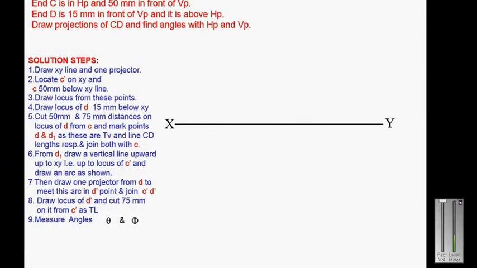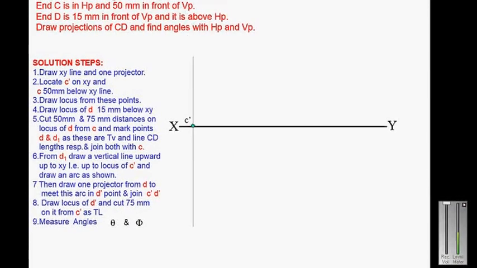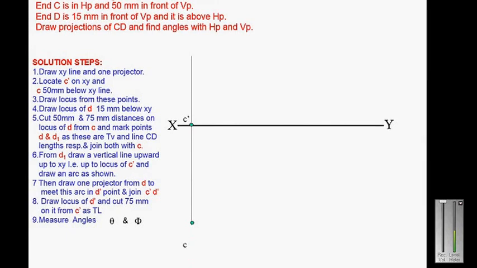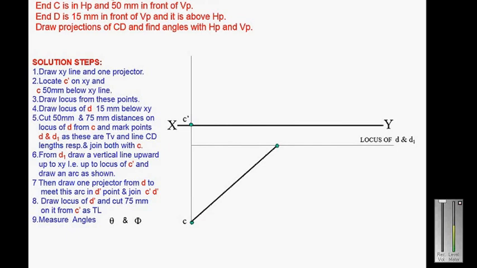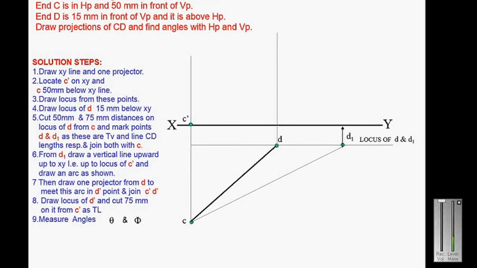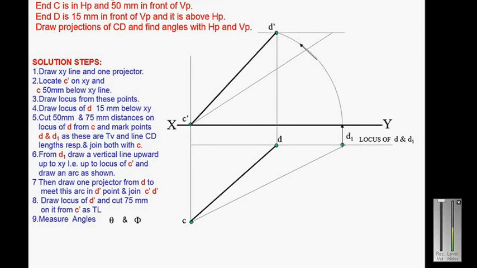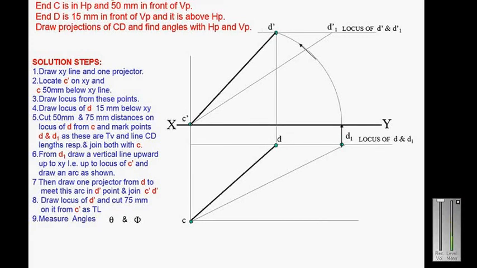So draw the XY line and mark the first point. C dash will be on the reference line. Why? Because C is in HP and 50 millimeter in front of VP. So this is point C. The measurement of the top view is 50 millimeter, so cd is 50 millimeter, and cd1 is actually the true length. You project and rotate it, and you will get the point C dash D dash, and C dash D dash will be the front view. Then draw the locus line, take 75 millimeter on the compass, and with center C dash cut the locus line. You will get the point D1 dash.